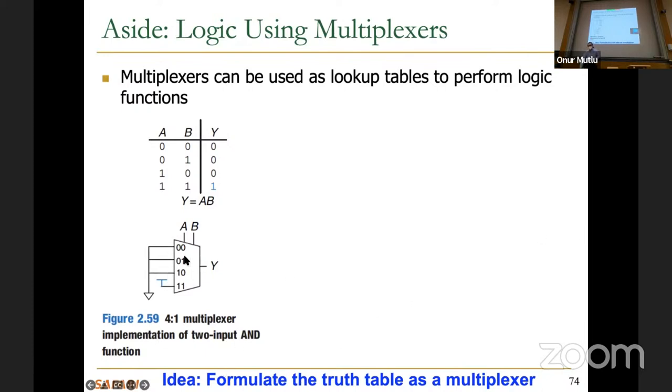That's the idea. You formulate the truth table as a multiplexer by having the inputs as select lines, output as output line, and by wiring the data inputs to what the output should be based on the inputs. So if A and B are both 0, output should be 0. If A and B are 0, 1, or 1, 0, output should be 0. So you wire them to zeros. That's what the ground means. And the output should be 1 if A and B are both 1s. You wire them to the high logic level over here.